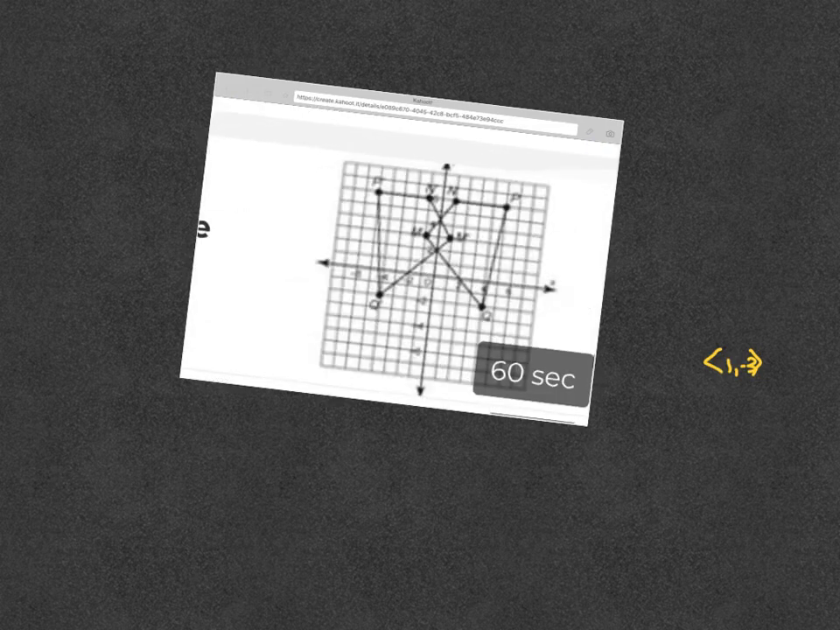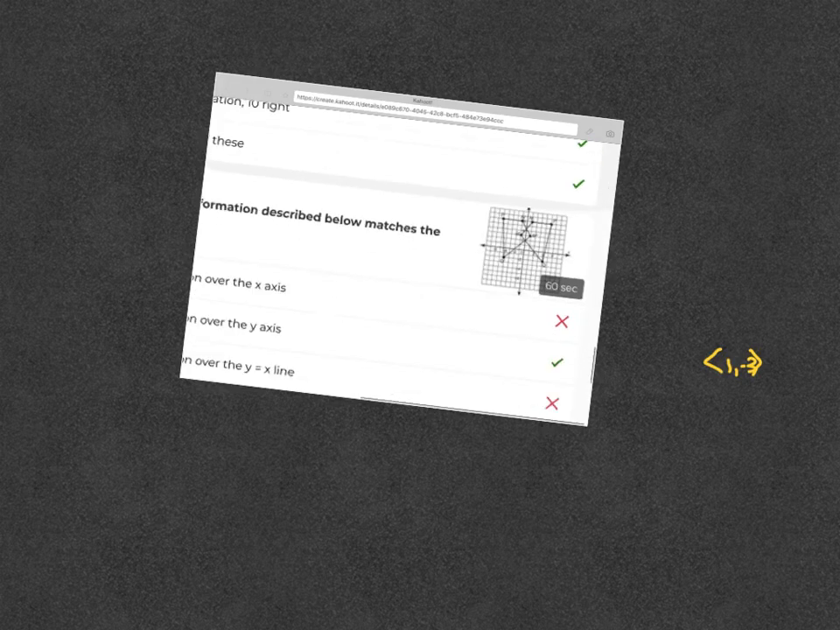Okay, number 7 says which transformation described matches the picture. So if I look at these overlapped, the original one is the not primes and the one on the right. So if I flip that, that's a reflection over the x-axis. The y-axis.